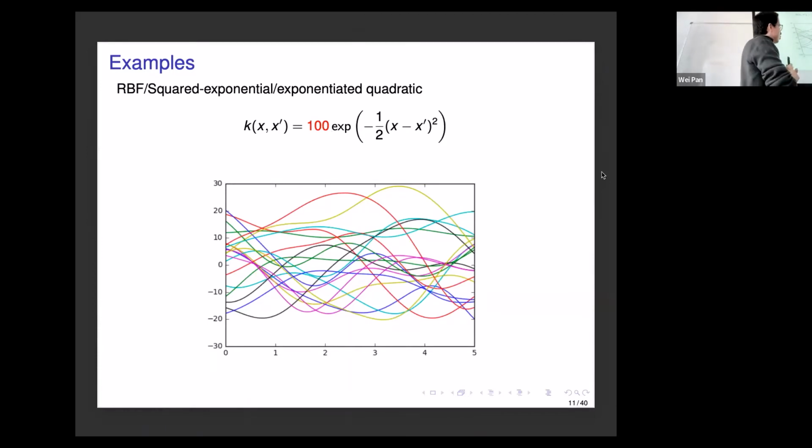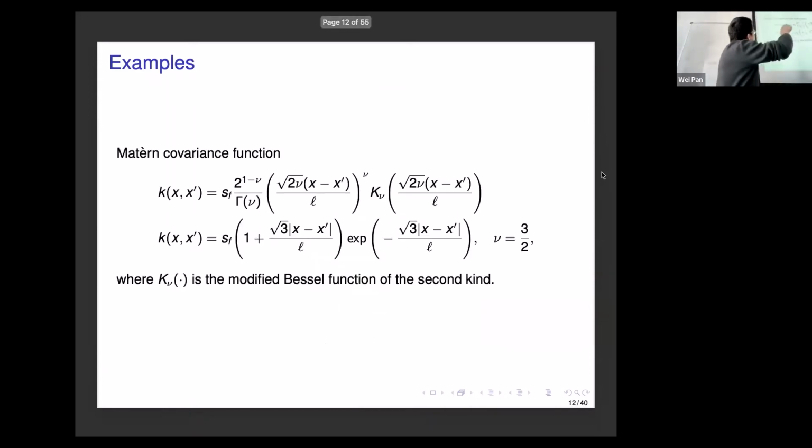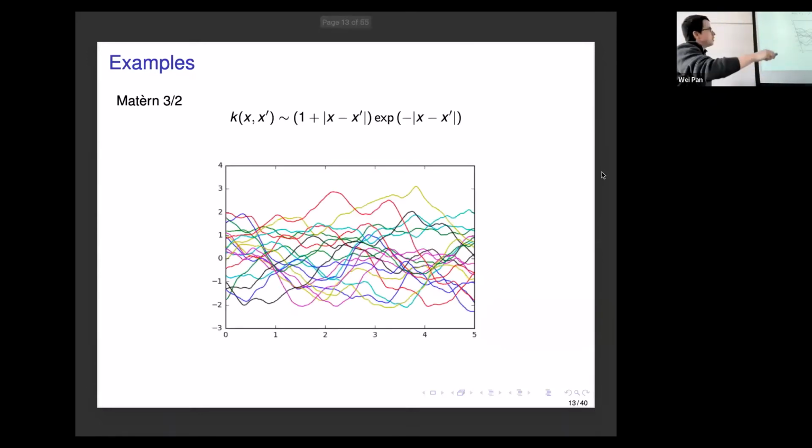That's not the only function that I can come up with. Perhaps this is the one that practitioners usually use as a first choice, but there are many other covariance functions. For example, the Matern family, given by this expression here. Perhaps you can focus on the one at the bottom, which is easier to interpret. It also has two parameters, s_f and L, where s_f is the variance and L is again the length scale. This is called the Matern 3/2 because this parameter in the family is 3/2. If I sample again, I get this type of function. You can notice there is some roughness in those samples.